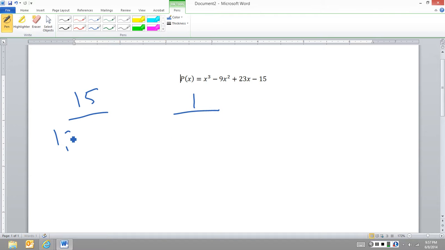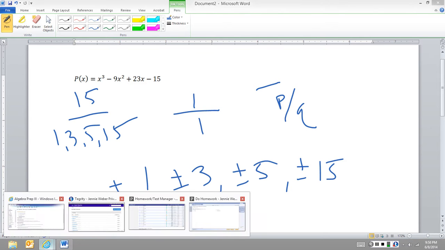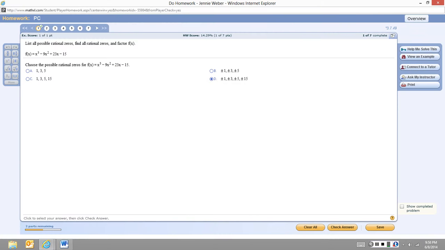So what are all the factors of 15? Well, there's 1, 3, 5, and 15. And 1, of course, is just 1. And then it's p over q, where p is from the last number and q is from the first number. So it's a little bit reversed. I sometimes think that p should be the leading one because it's on top, but it's actually backwards. So this is plus or minus 1 over 1, which is 1, plus or minus 3 over 1, which is 3, etc. So plus or minus 5 and plus or minus 15.